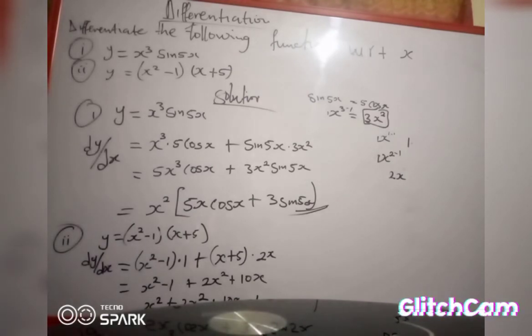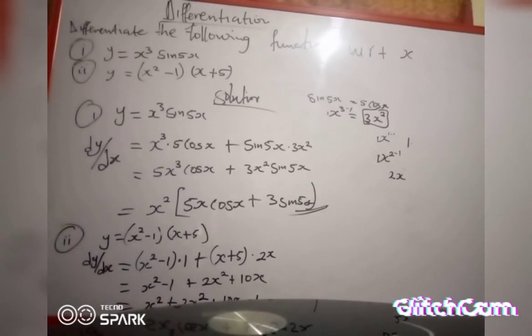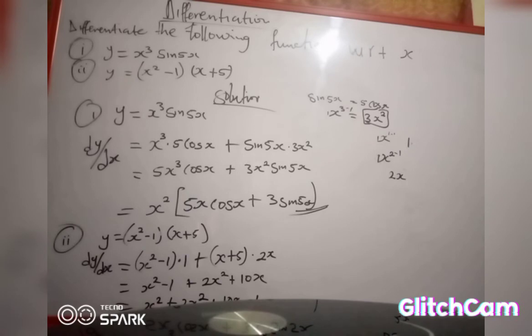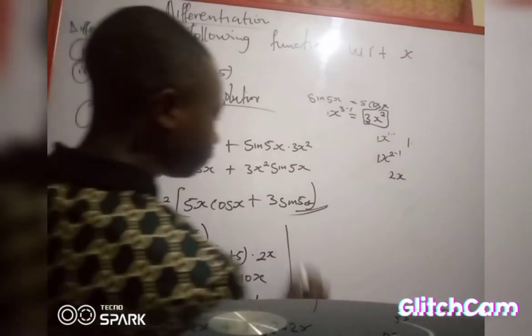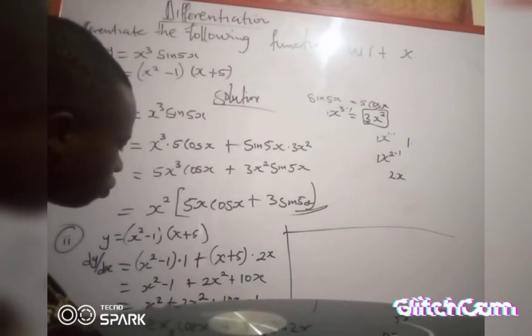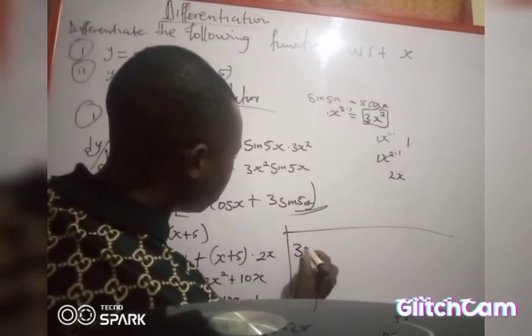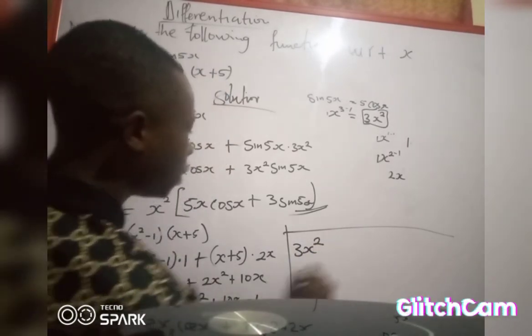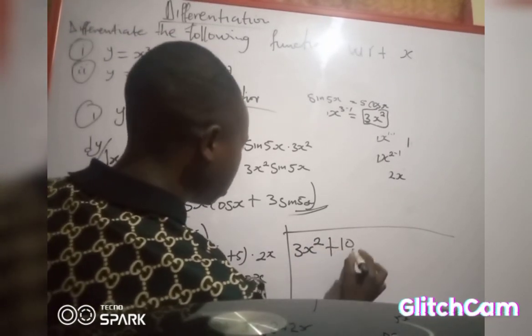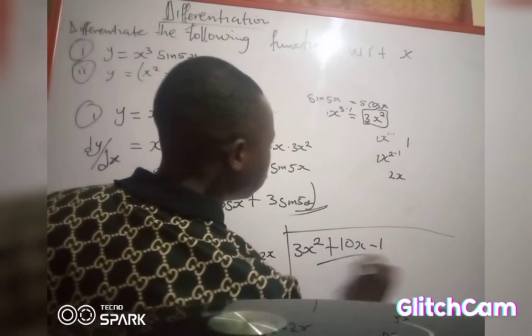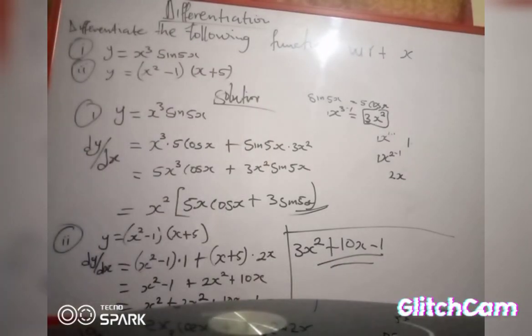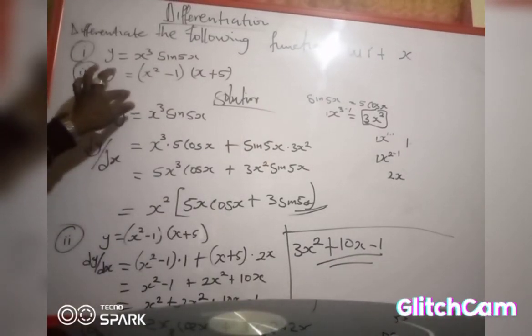But we can still go further, because we have s squared here and 2s squared here. We can put them together because they have the same common term. So s squared plus 2s squared, I'll have 3s squared, then plus 10s minus 1. So this is the derivative of this function with respect to s.